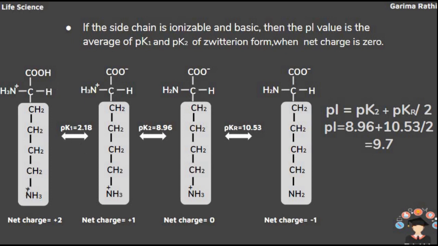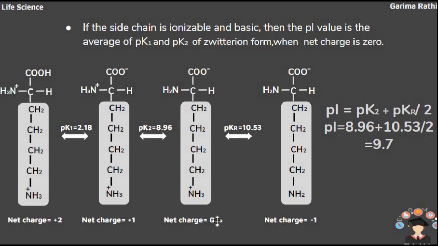First, at the very low pH, the amino acid is present in the fully protonated form. Then what will be the charge? It is +1 on the amino group and +1 on the R side chain amino group, that is equal to +2. After reaching the pH 2.18, the carboxylic group gets deprotonated. In this phase, the net charge will be +1.